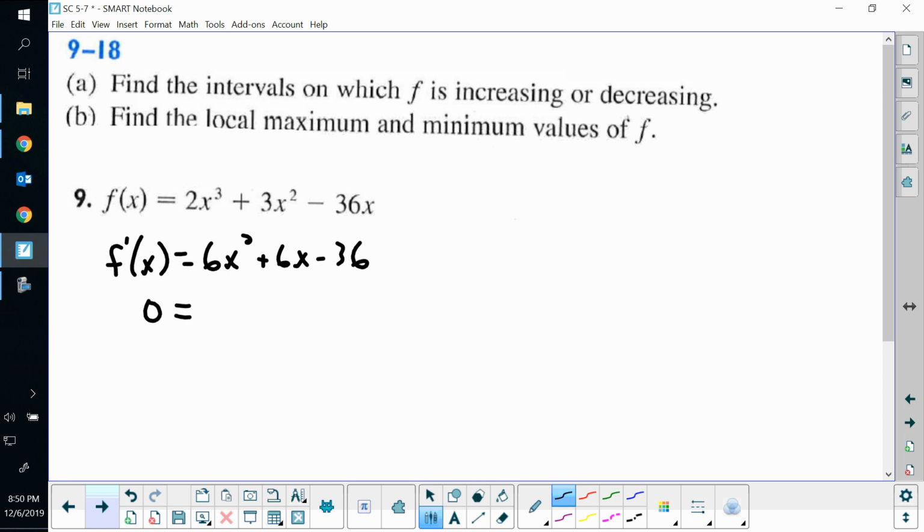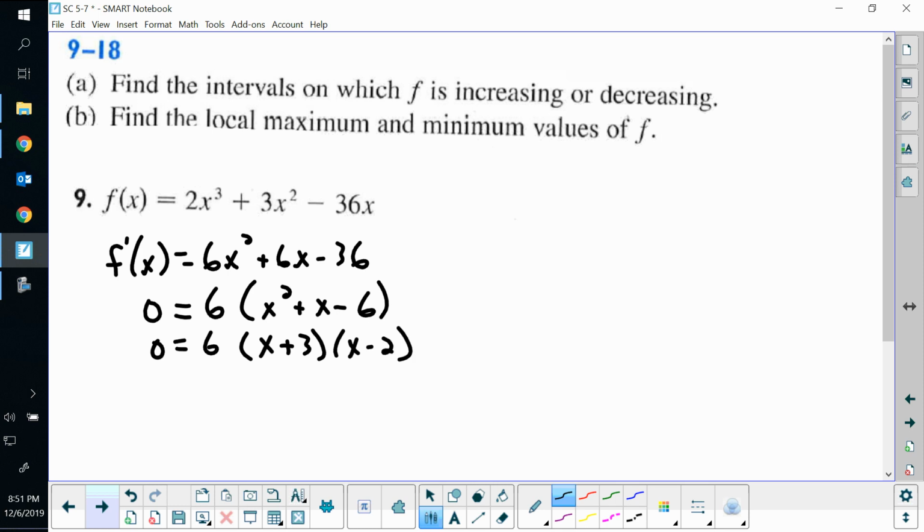Notice everything has a 6 in it. It's important when we're doing this that we don't divide that 6 out, that we just pull it out front. The reason being, it's not a big deal when it's a positive, but if you were pulling a negative out, that would play a role in the value of your derivative being positive or negative. So just pull that out. Don't divide it over. We want to multiply to negative 6 and add to 1. So we should have x plus 3 and x minus 2. We'll get x equals negative 3 and x equals 2. Nothing for the 6 because there's no x values.